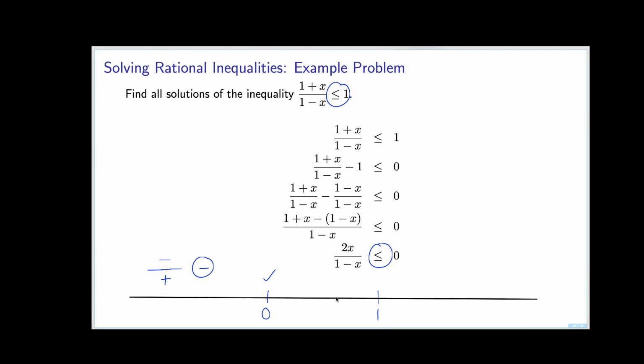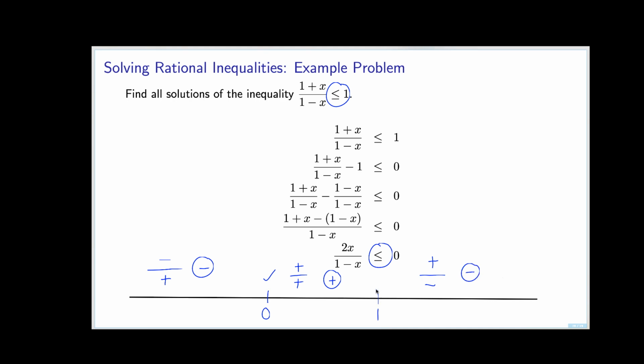What about 0 to 1? I'll use the test value, let's say 1/2. 2 times a half would be a positive number. 1 minus a half is also a positive number, so I get positive over positive, which is positive. And now finally to the right of 1, I'll use the test value 5. 2 times 5 would be positive. 1 minus 5 would be negative, so I get positive over negative, which is negative.